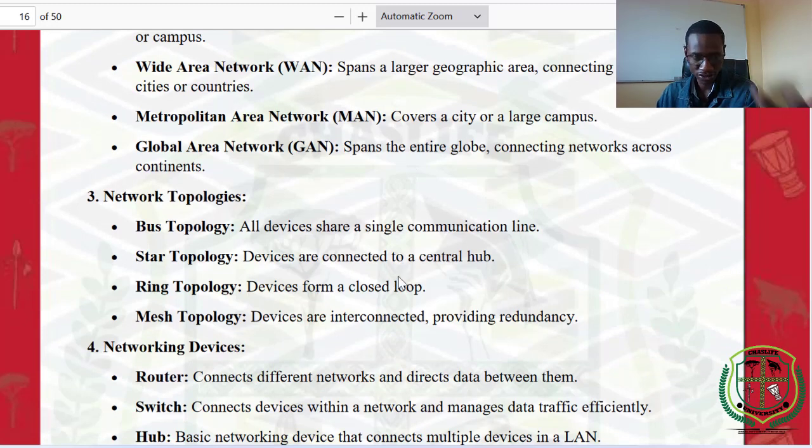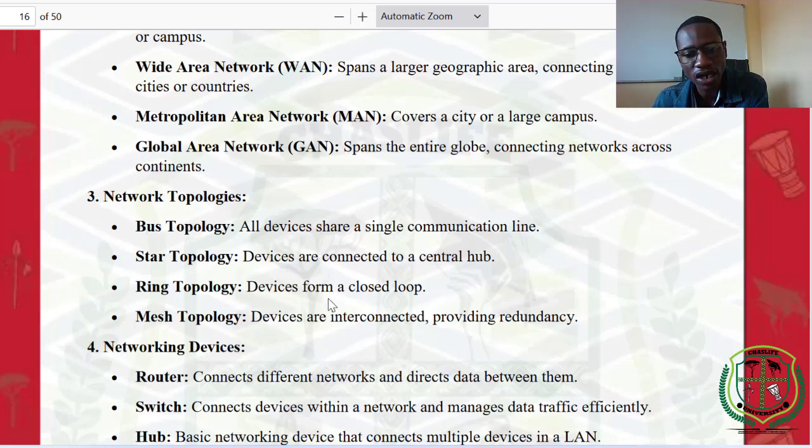So let's look at network topology. We're going to study network topologies in the next chapter perfectly well. For now, we're just introducing. There are 4 key network topologies. The first one is what we call a bus topology. So all devices share a single communication line. So bus topology is how the networks are connected in a particular area.